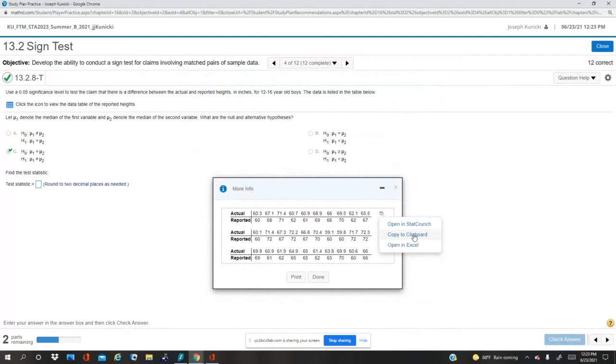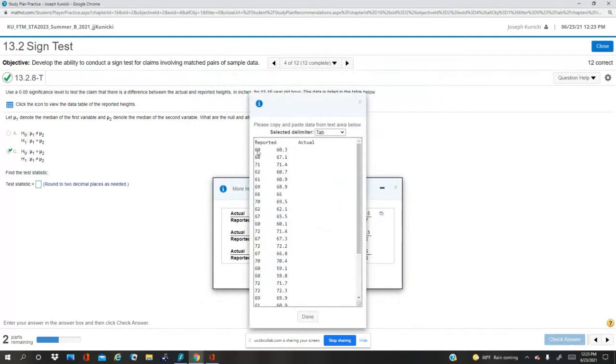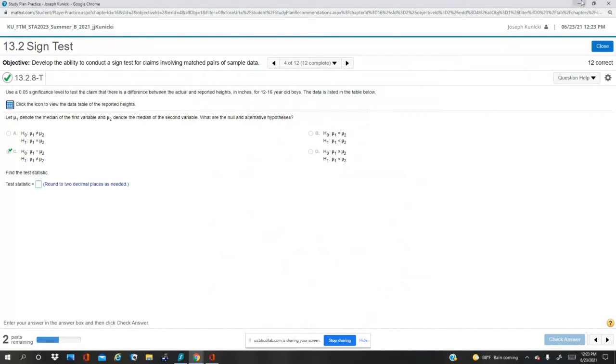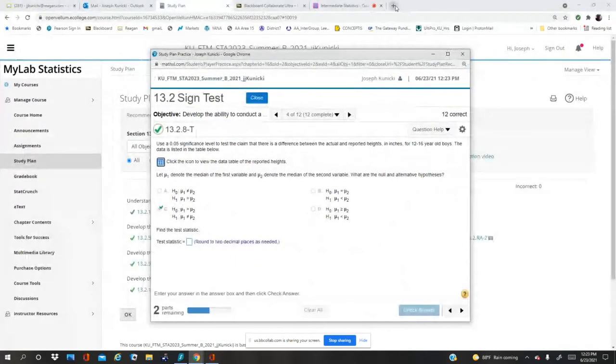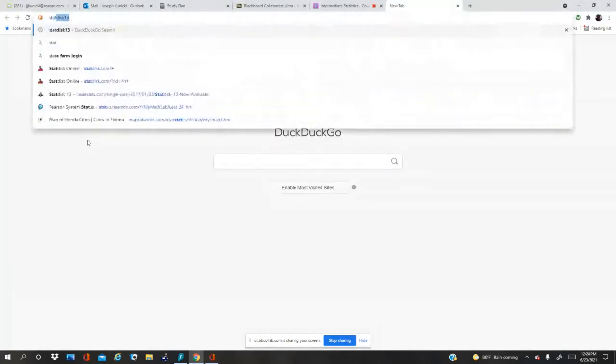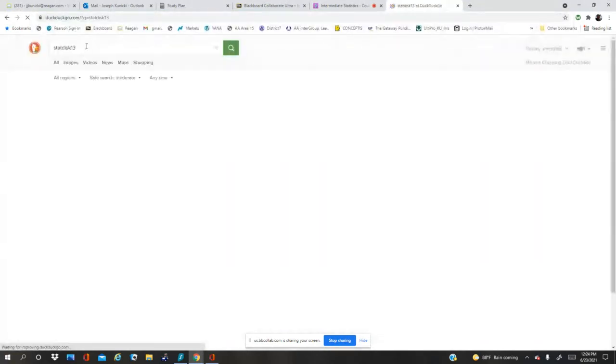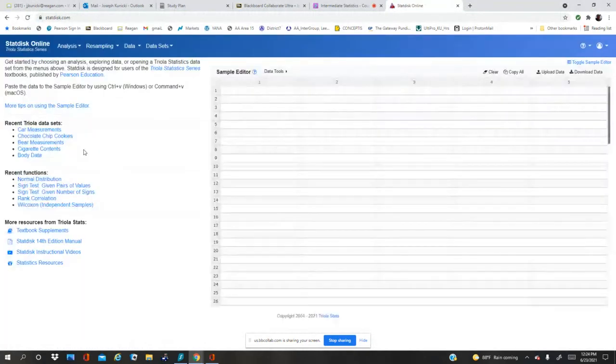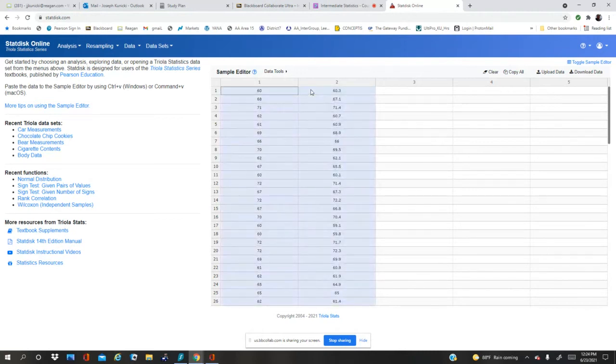Instead, I'm going to open up to Clipboard, and I'm going to highlight the data, Control C, close those, and then I'm going to go to StatDisk. On my internet, I use the second one, StatDisk Online, because I don't really want to download it. Since I used it earlier today, it popped up. You may have to download it and put in a username and password. So Control V, there's my data.